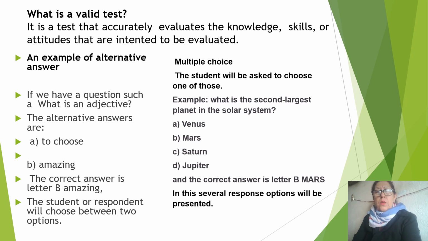The student or respondent will choose between two options. In multiple choice, the students will be asked to choose one of those. Example: what is the second largest planet in the solar system? We have four options: letter A, Venus, letter B, Mars, letter C, Saturn, letter D, Jupiter, and the correct answer is letter B. In these, several response options will be presented.